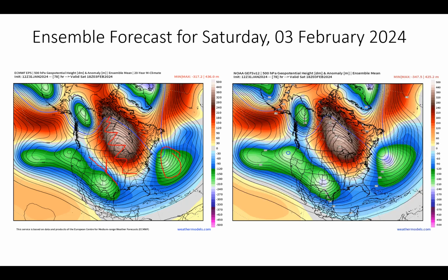We also see another area in this green coloring of below normal heights across the desert southwest into Texas by this point in time. And again, both models, the GFS here on the right, is showing a similar look to the EPS out through Saturday, the 3rd of February. You kind of see the trough placement here.